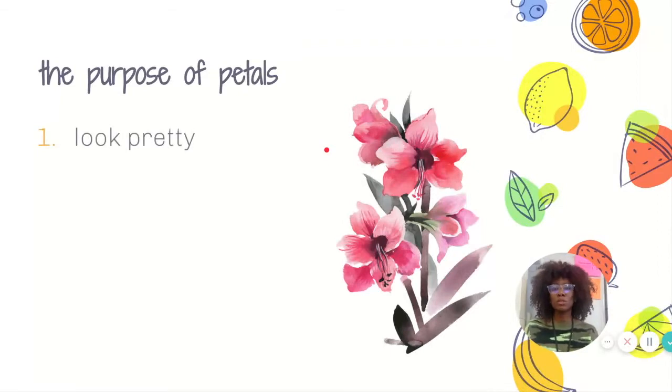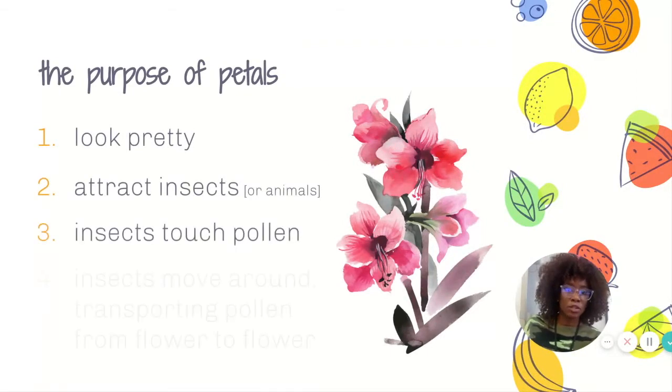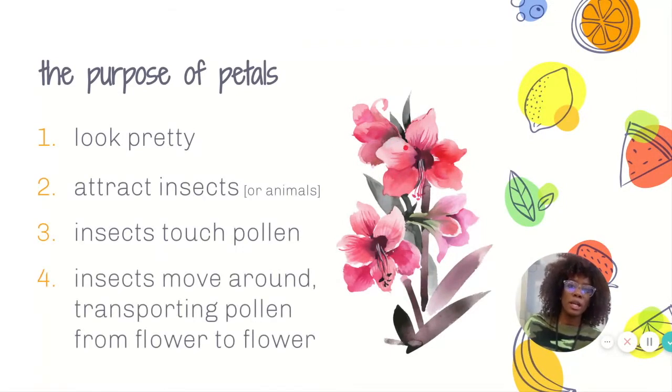The purpose of petals. So petals look pretty, right? These are flower petals. They look pretty. They attract insects like bees, or they could even attract animals, and those insects or animals are going to touch the flower. If they touch the flower, they're going to get a little bit of pollen on them. And as they move around, they're transporting that pollen to different flowers, right? And we're going to learn about what pollen is and why it's good to transport pollen from flower to flower.